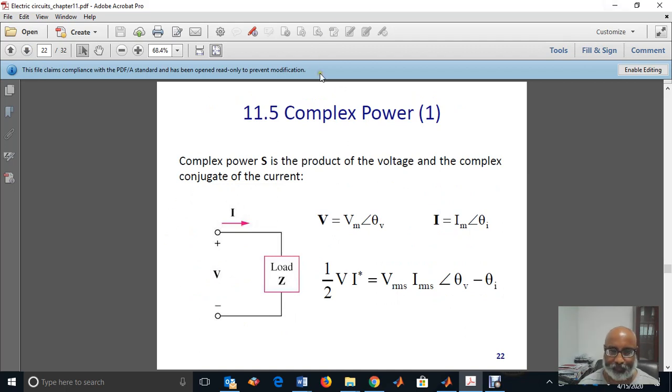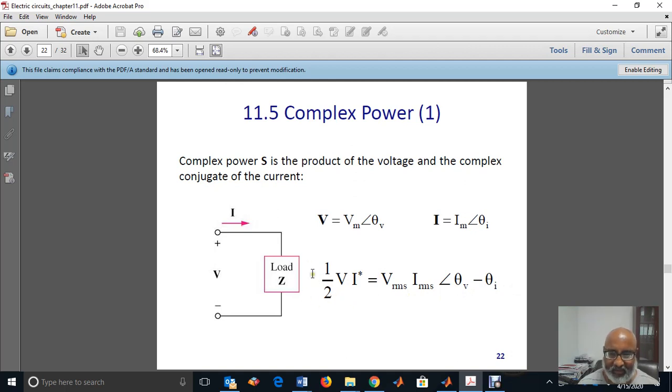Okay, complex power. Complex power is the product of the voltage and the complex conjugate of the current. So if I have here a load, the voltage V, Vm at an angle of theta V, the current I in phasor form, Im at an angle of theta I, the complex power is S equals 1/2 V times I conjugate. Or another form, Vrms times Irms at an angle of theta V minus theta I. This is the complex power. Why minus? Because of I conjugate, right?